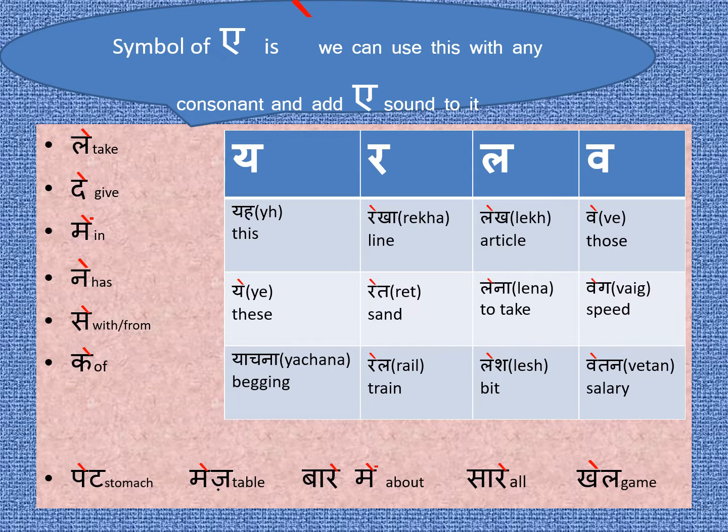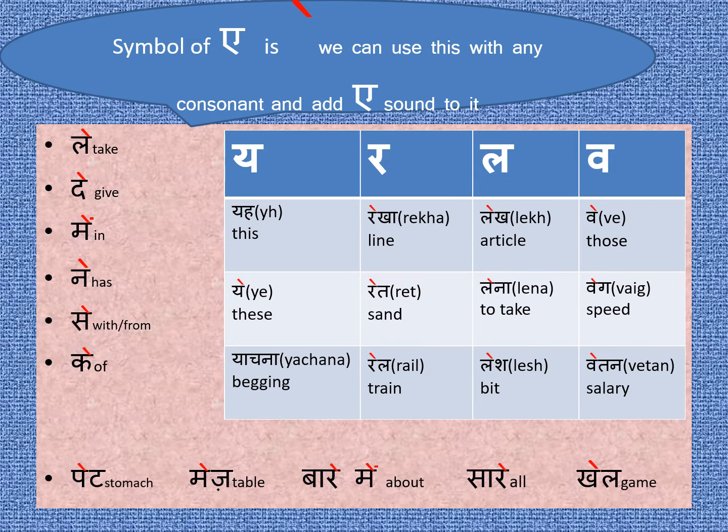Here we have some words you can watch. Lay, la is with A symbol. They, the is with A symbol. May, ma is with A symbol. Na, ne is with A symbol. Say, sa is with A symbol. And K. So we have learned the symbol of A.